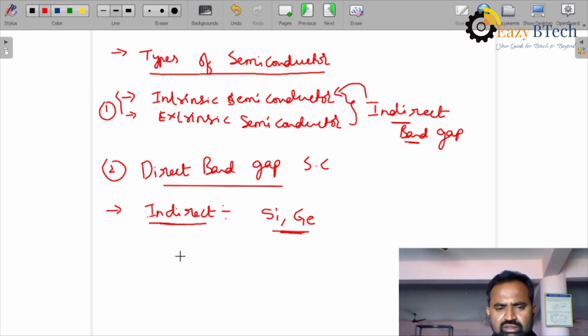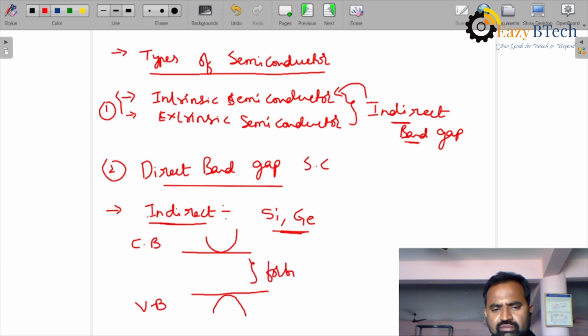In an indirect band gap semiconductor, this is what we call a conduction band and this is a valency band. Now this is what we call a forbidden gap.